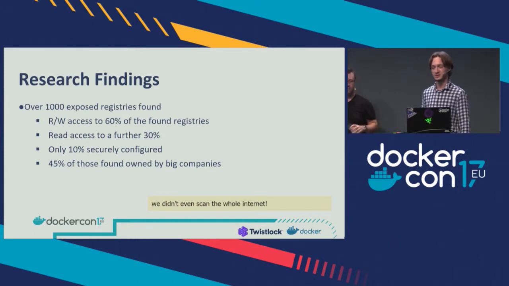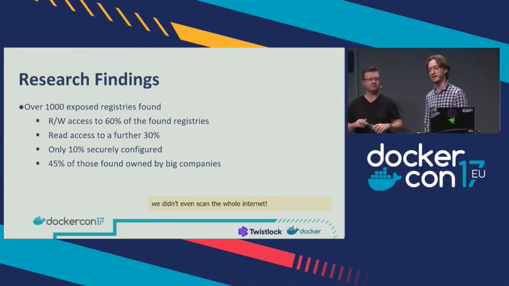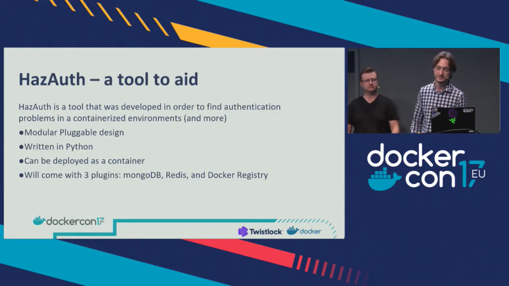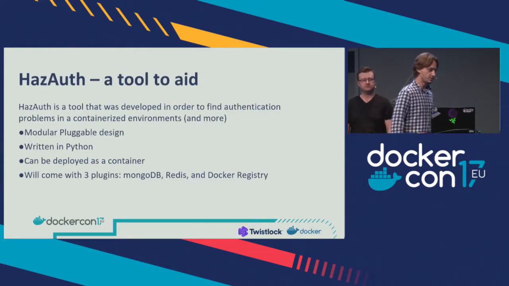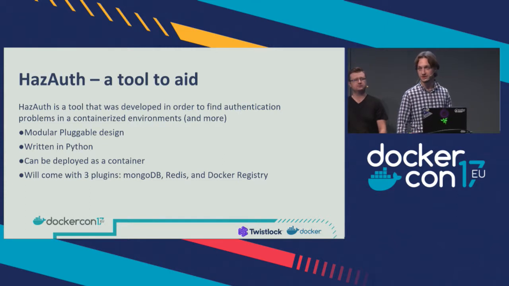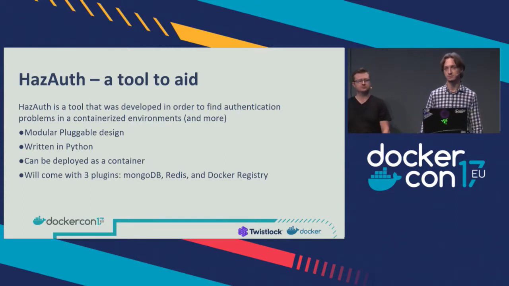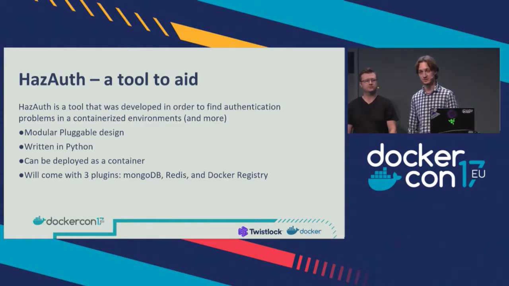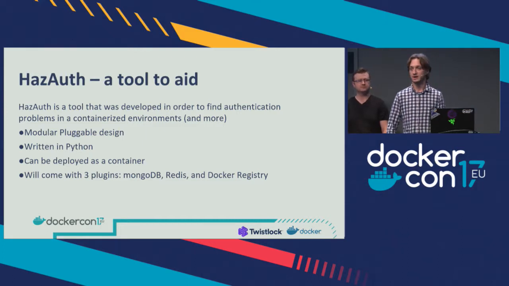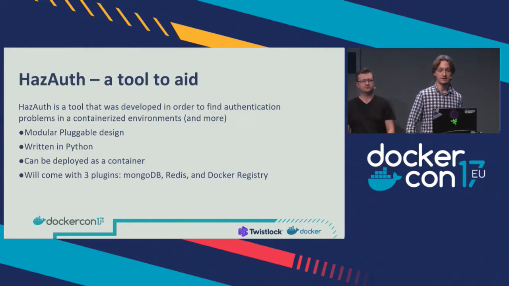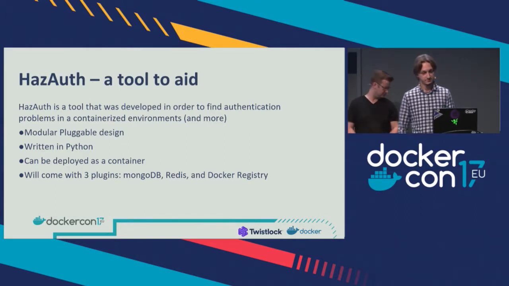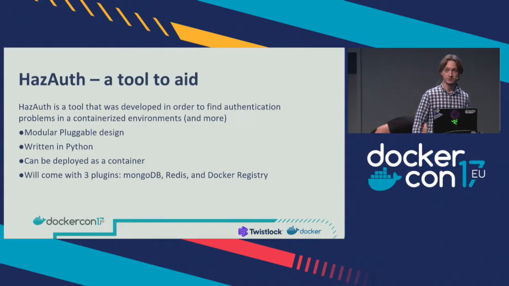To fight this situation and help your organizations detect these misconfigured deployments, we present a tool, HazAuth. HazAuth is an open source tool. The Git will be published later. It's not available now, but you can pull the Docker image and use it. It's a modular design written in Python. There are plugins available. You can write your own plugins if you have proprietary services or something like that. Redis is available right now, MongoDB, and Docker Registry. So I would like to show how this tool works.